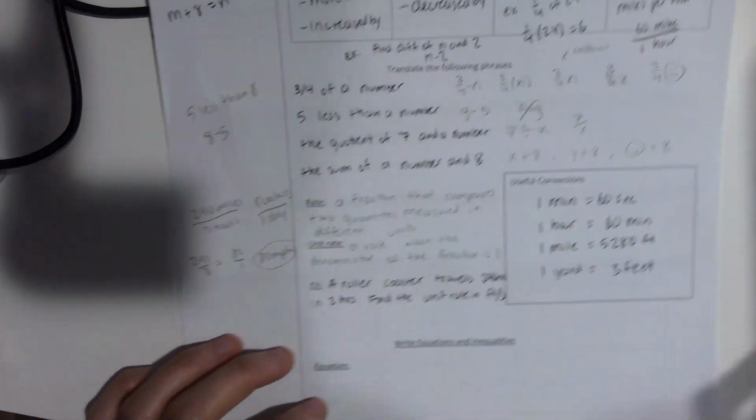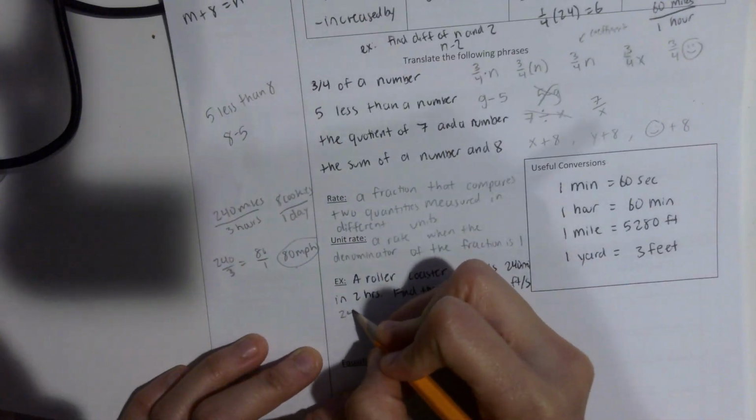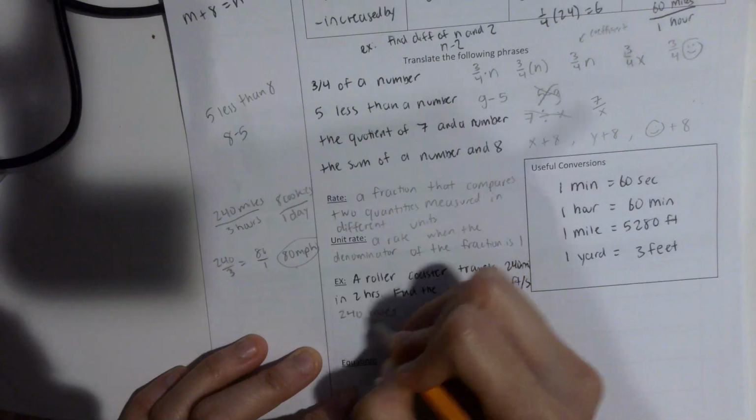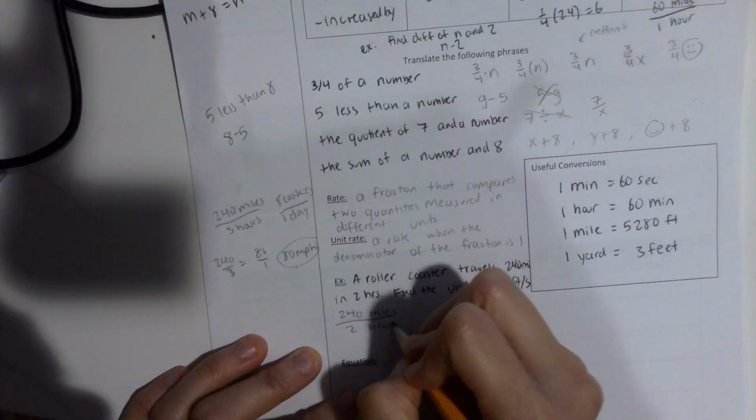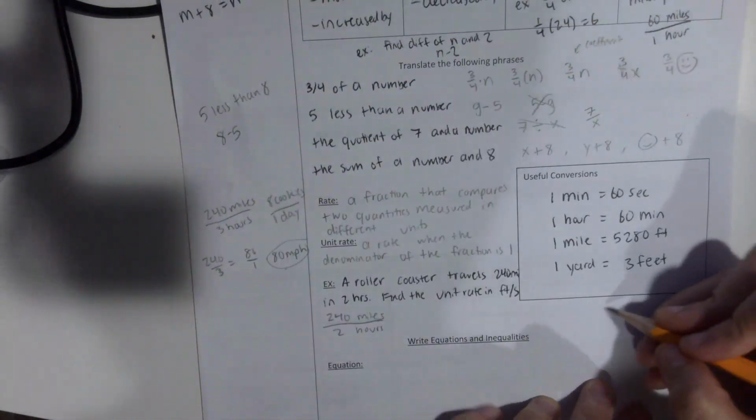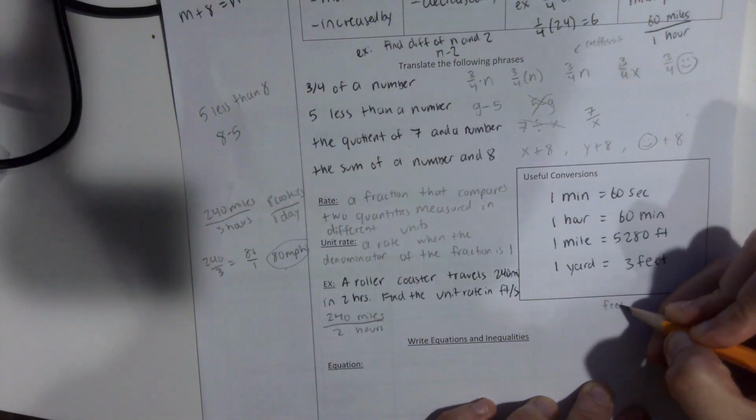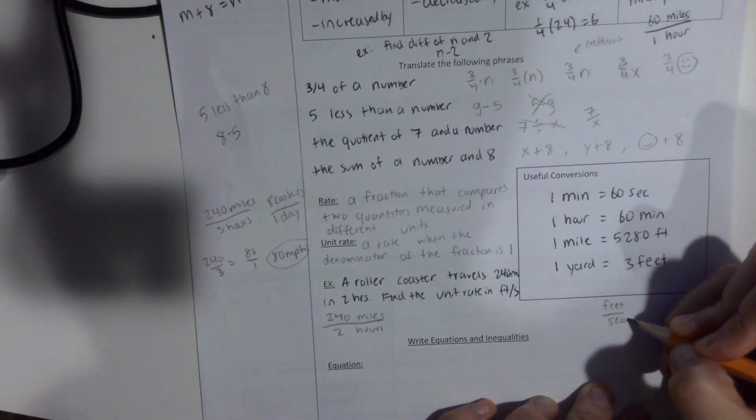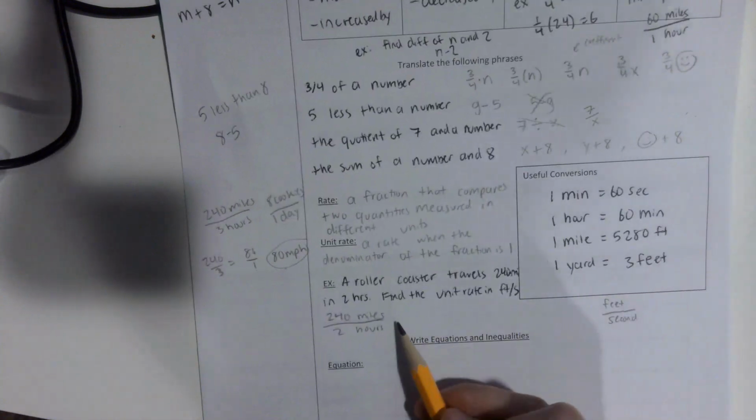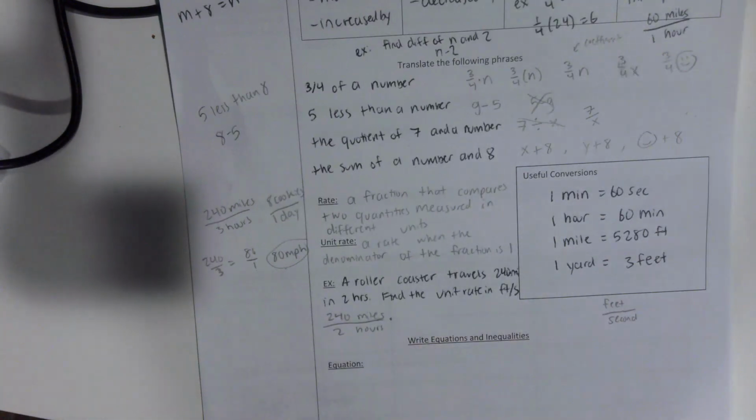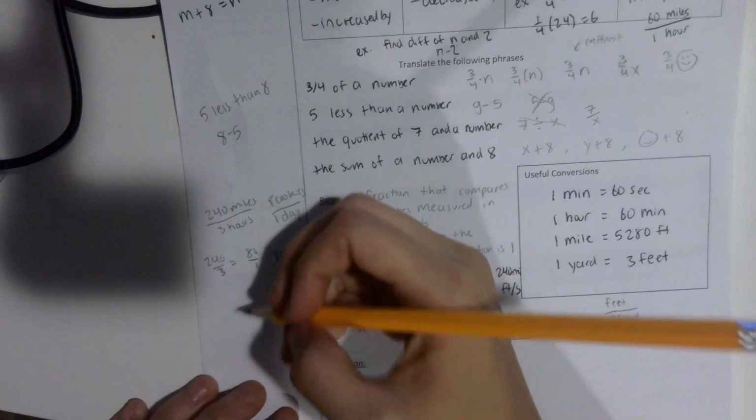Okay, so let's do the problem. So we have 240 miles in 2 hours. So remember, our goal is to get in feet per second. So in order, there's a vocab term called the identity property of 1.